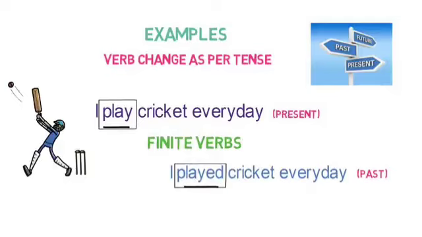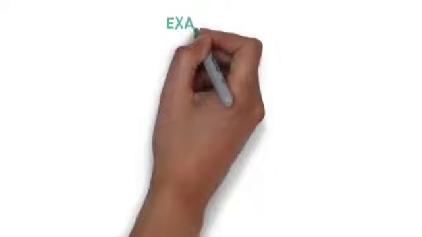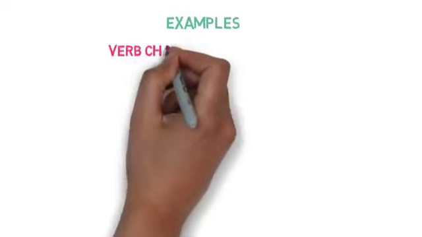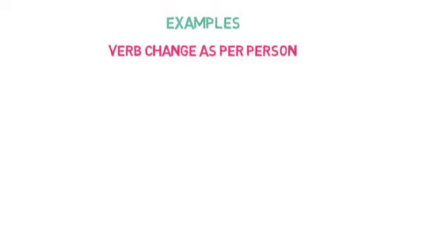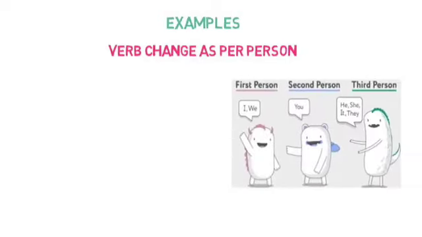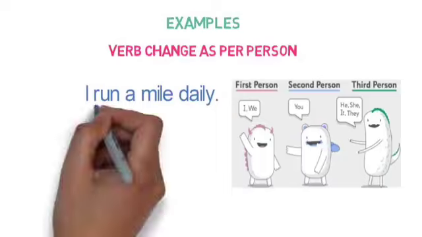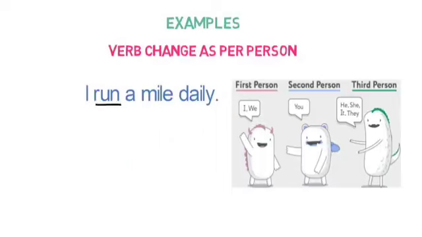Now that you are clear how finite verbs change as per tense, let's look into the example of verbs that change as per person. That is, they change as per the subject being in first, second, or third person. I run a mile daily. The subject I is in first person. Here the verb is run.